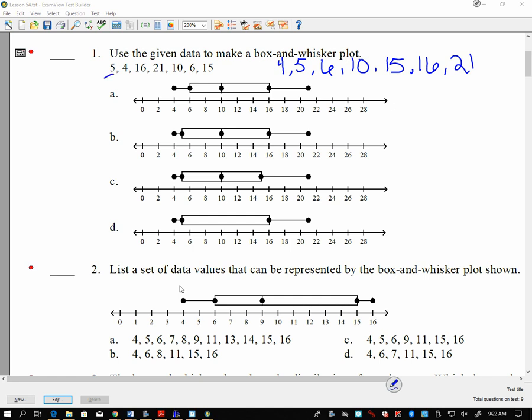Let's go ahead and count. 1, 2, 3, 4, 5, 6, 7. So we've got all our data here, right? What things are easiest to make note of?